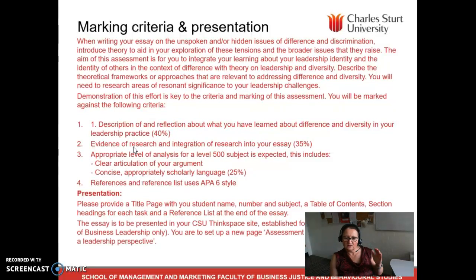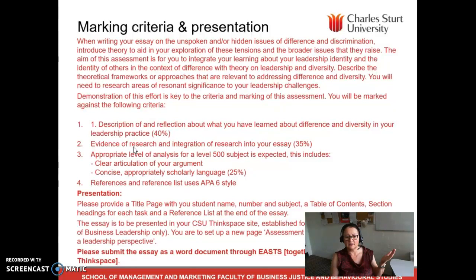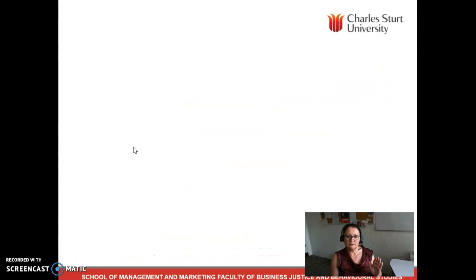The essay is presented in your CSU Think Space, established for Assessment 1. This is for Master of Business Leadership students only. Others may wish to have established a Think Space. And you set up a new page, Assessment 3, Addressing Difference from a Leadership Perspective. Please submit your essay as a Word document through EASTS, and if you have got a Think Space, put the link to that Think Space at the beginning of your Word document. Okay, I hope that's really clear.